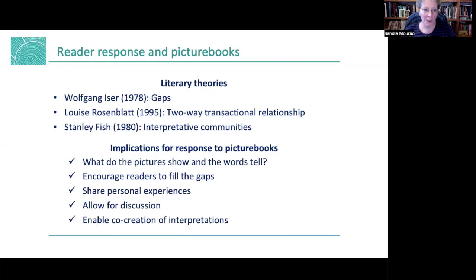So the implications for response to picture books: we need to be aware of what the words show and the pictures tell, and what the pictures show and the words tell, and be aware of the gaps that the children might be able to fill or will be active in interpreting. Enable them to share personal experiences, so they bring their lives to the text to encourage that transactional interaction, allow for discussion and talk, and also enable their co-creation as interpretive communities of interpretations and their own stories.